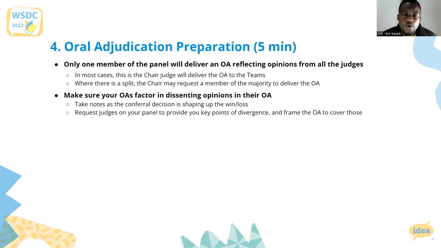Make sure that your OA factors in the dissenting views of the other judges. So take note during the entire conferral process, which is the chunkiest part of the judging process. Take note of what other members of the panel are saying with regards to what would decide the win or the loss of the debate. And then you can also request judges on your panel to provide you with any key points of divergence so that you frame your OA to cover this.